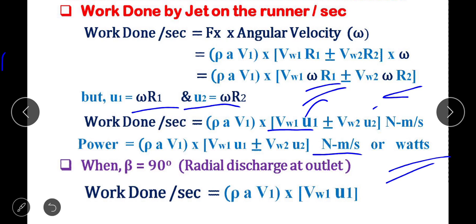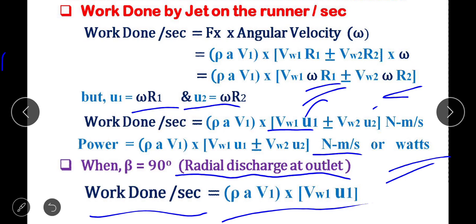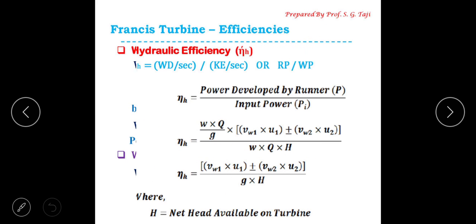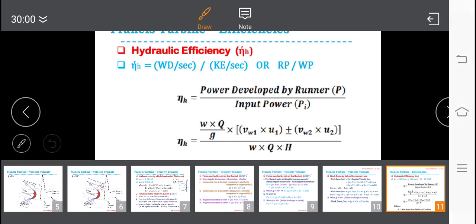When beta is equal to 90 degrees, that is radial discharge at the outlet, work done per second is equal to rho A V1 multiplied by Vw1 U1 only. There is no Vw2 component because it is 0 when the flow is radial discharge at outlet, when beta equals 90 degrees. Correct?